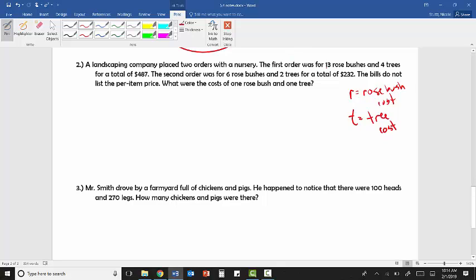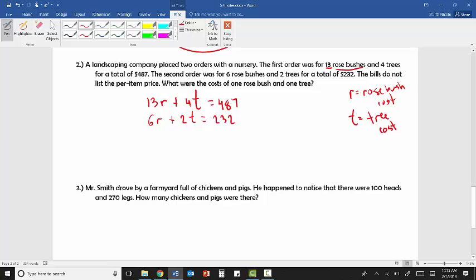So the first order, we have 13 rose bushes, so you're going to pay the price 13 times. You're also going to buy 4 trees, so you're going to pay the tree cost 4 times. And the first bill is $487. All right, second order, we want 6 rose bushes, plus we want 2 trees. And that's going to be $232. So now you should have enough so you can figure it out.